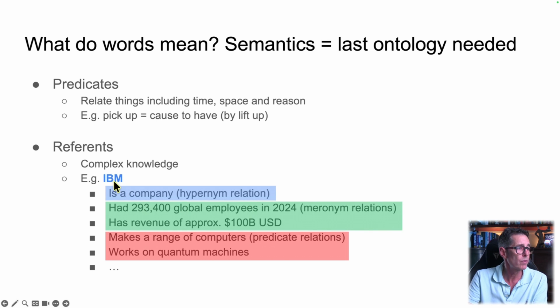So here we've got IBM is a company. That's a hypernym relation. It had 293,000 employees in 2024. It's a meronym. Has a revenue of 100 billion. Possibly that's a good meronym example. Maybe it's predicate. And then makes a range of computers. That's what they do. That's a predicate association, and works on quantum machines.